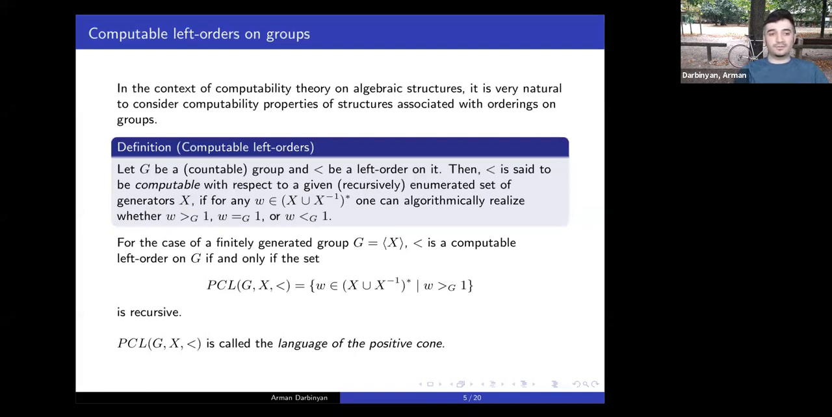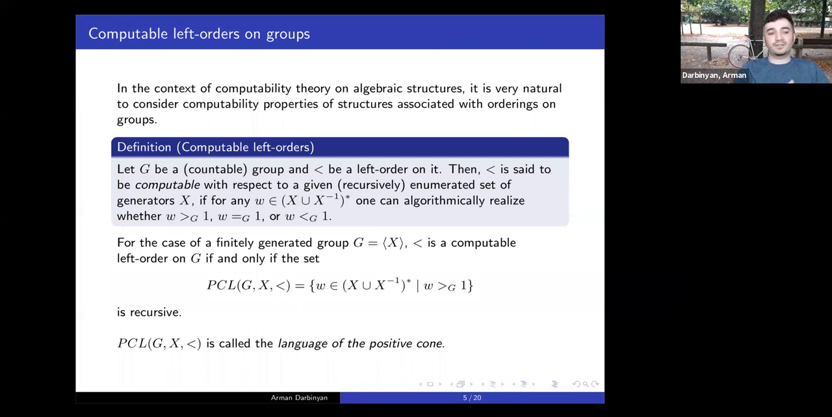So the next topic that I would like to discuss is computability of left-ordered groups. In the most intuitive way, one can say that a given left order on a countable group G is computable if there exists an algorithm that for any input element of the group G figures out which one of the three options takes place: whether it is larger than the trivial element, or equal to the trivial element, or smaller than the trivial element. So this is the informal definition, which is quite natural. In particular, once we have a computable left order on a finitely generated group, it implies immediately that the word problem is decidable.